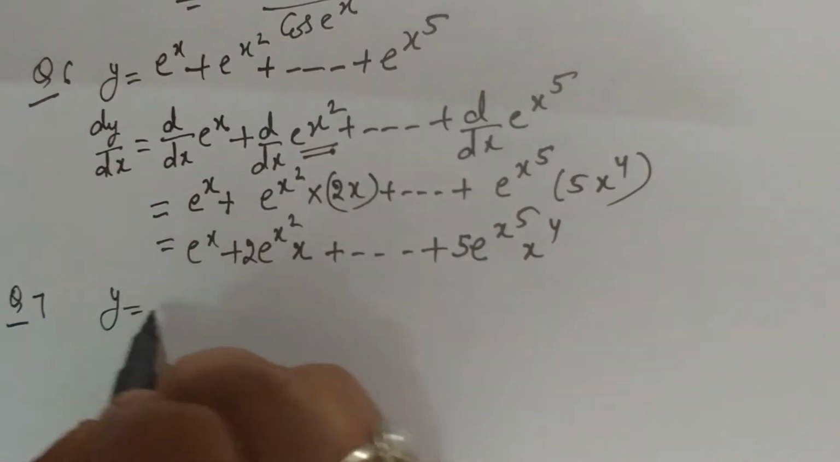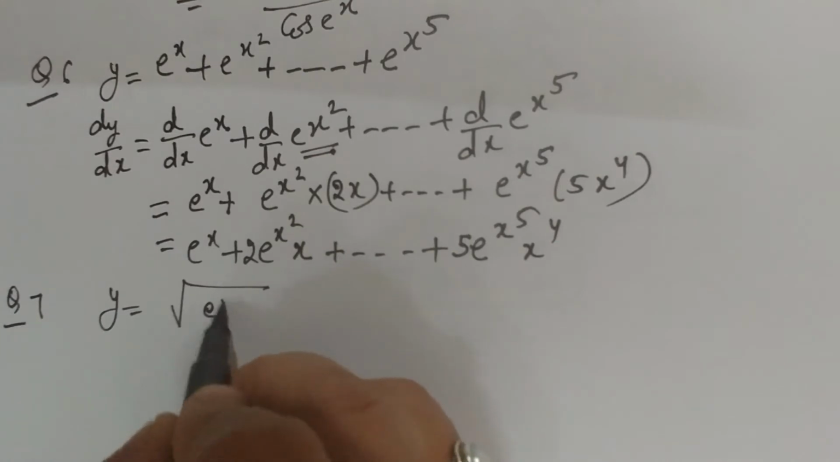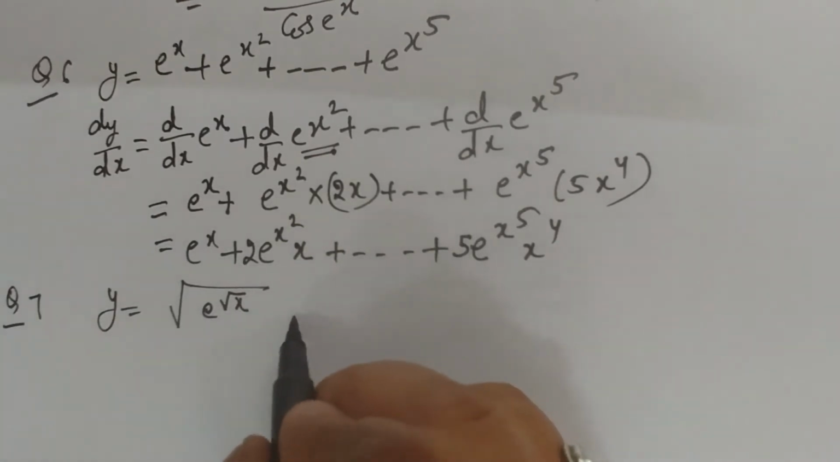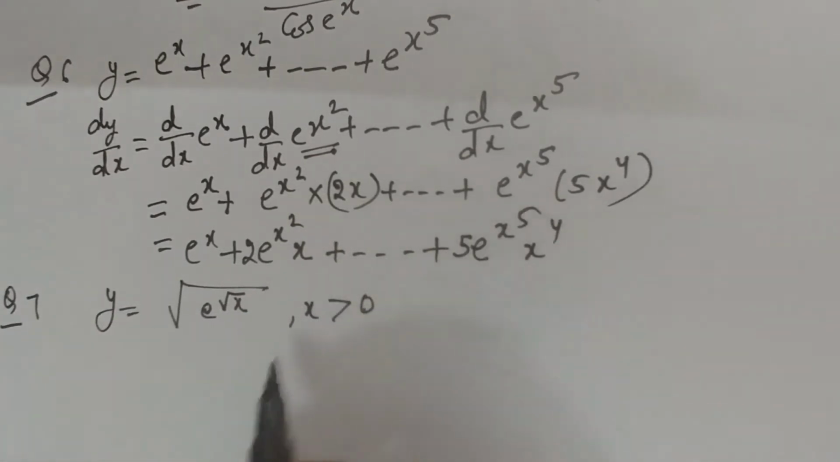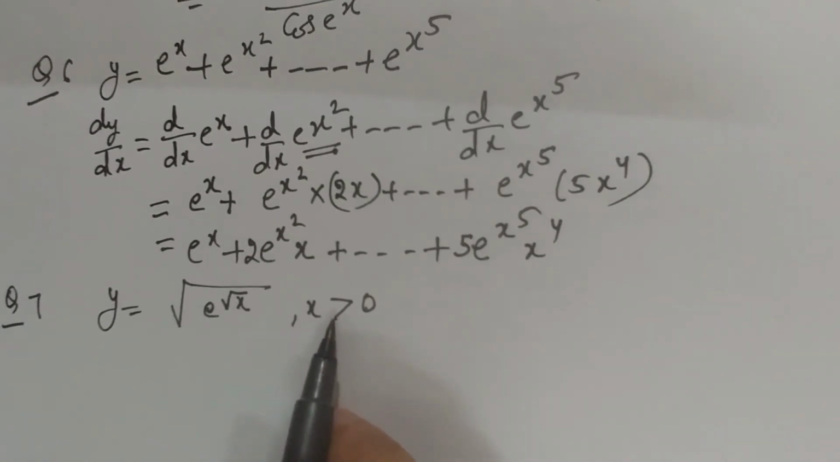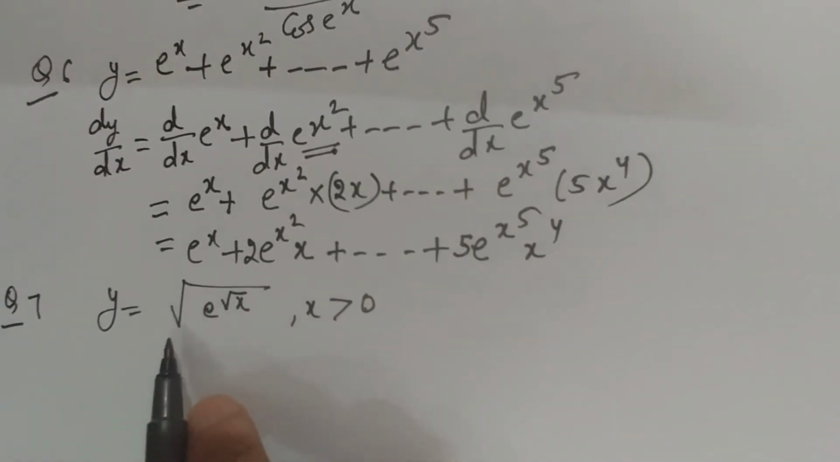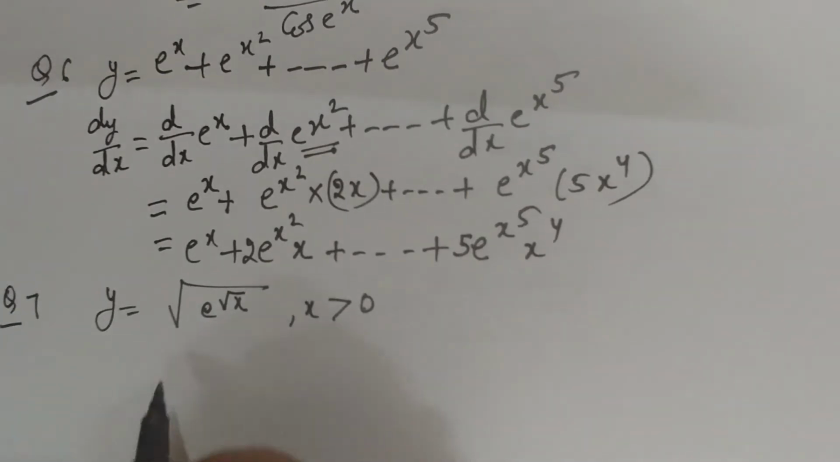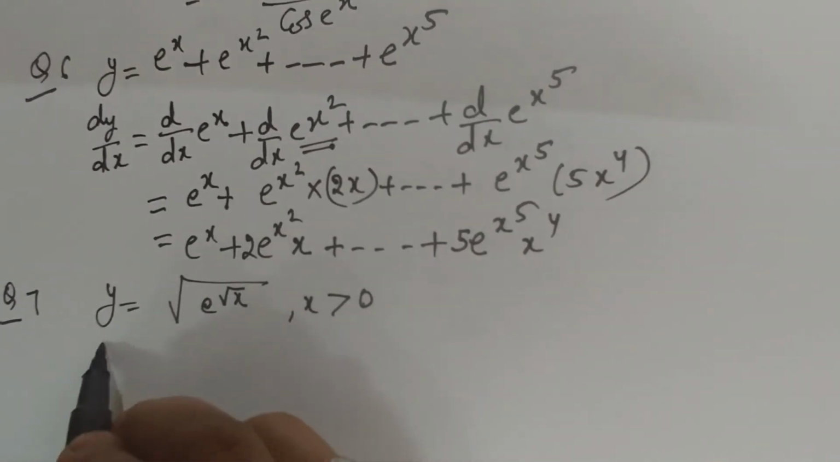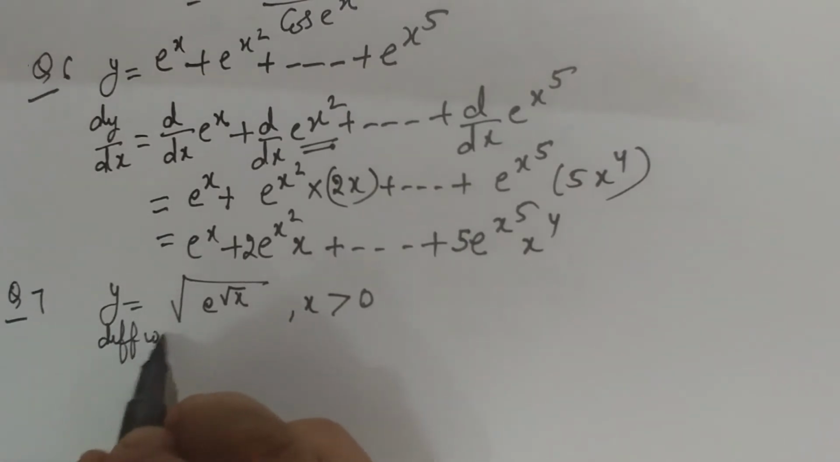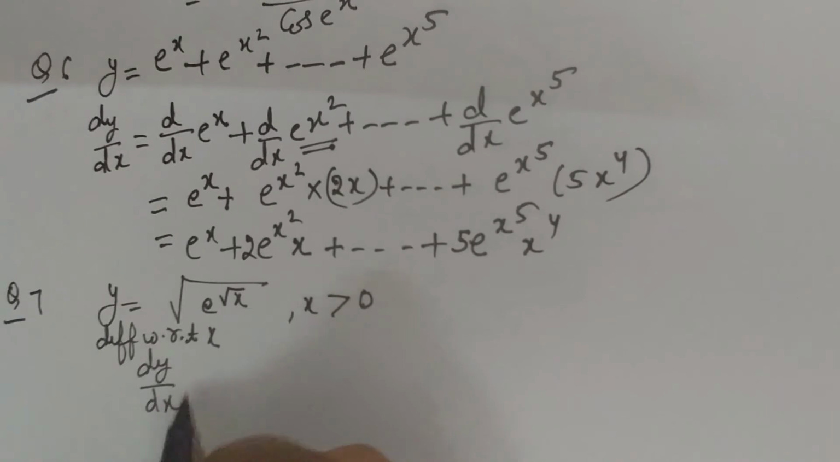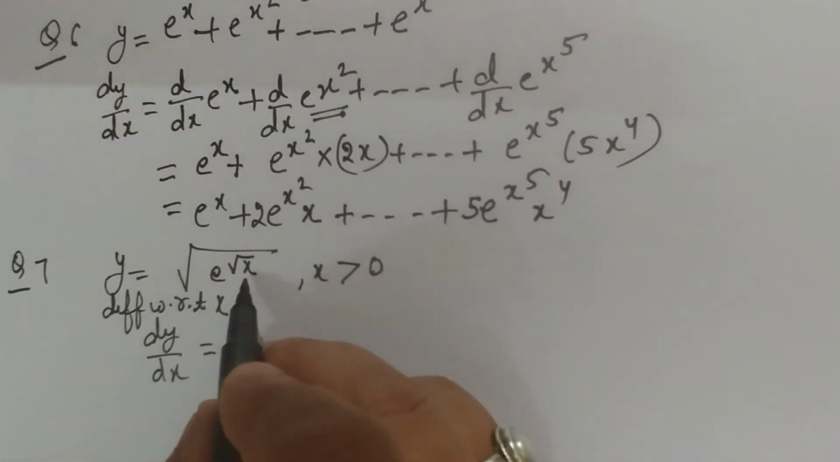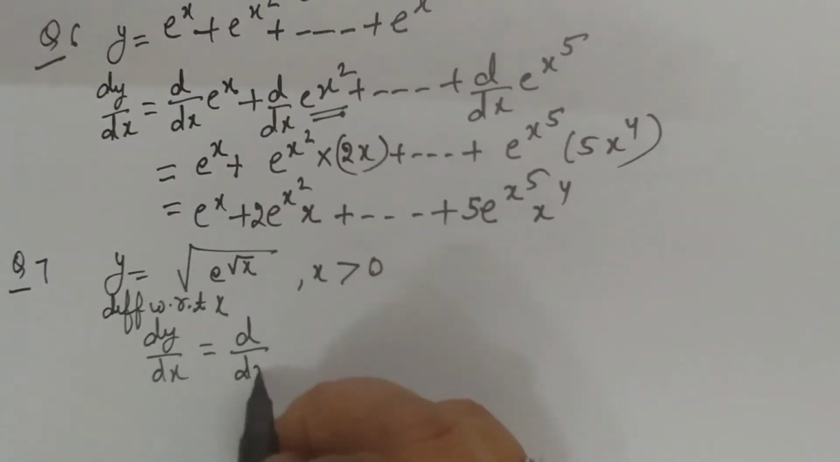Number 7 is differentiate y is equal to root of e raised to power root x, where x is positive. You know why this condition is there, because this will exist only if the result coming out of here is positive. So let us differentiate with respect to x. dy by dx is equal to, now d dx of, let us see how we are going to take the derivative.